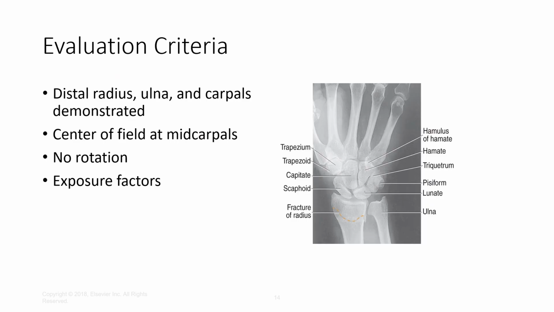The evaluation criteria on a PA wrist: you do have to have at least 1/3 of the distal radius and ulna. You have to have mid-metacarpals and proximal metacarpals, all the carpal bones, distal radius, ulna, and all the joints associated with that. Okay, so you need 1/3 of distal radius and ulna for this particular image.